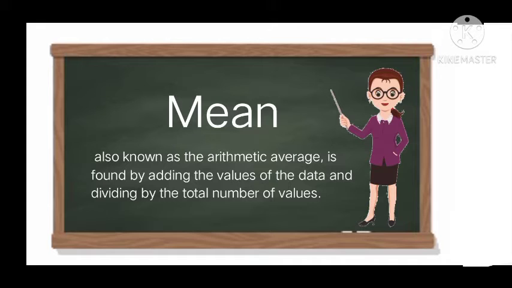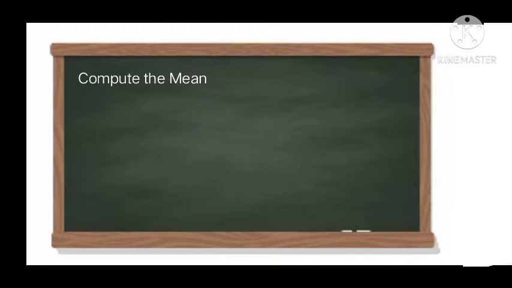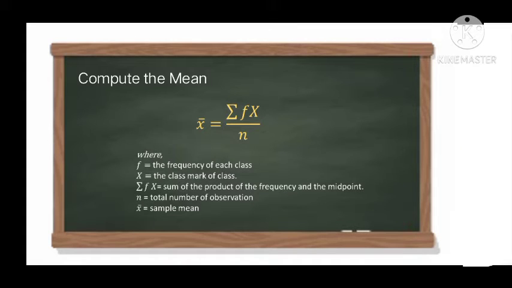So let's first define what the mean is. Mean, also known as the arithmetic average, is found by adding the values of the data and dividing by the total number of values. To compute the mean, we're going to use this formula. X bar is equal to the summation of the frequency times the class mark divided by n, where f is the frequency of each class, capital X is the class mark of the class, summation of the frequency times the class mark is the sum of the product of the frequency and the midpoint, n is the total number of observations, and X bar is the sample mean.